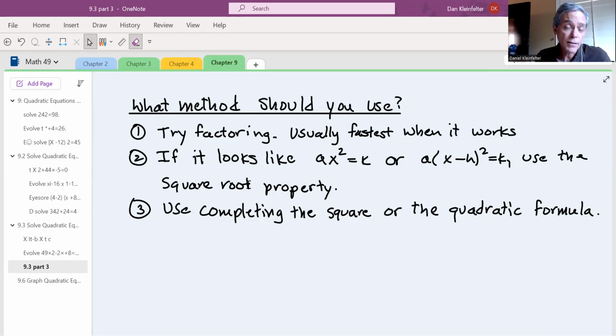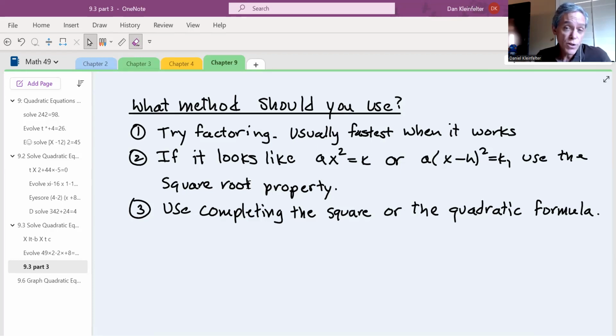And then finally, remember that you can always use completing the square or the quadratic formula. Those two methods always work, unlike factoring, which depends on your ability to factor the polynomial. Completing the square and the quadratic formula always work.